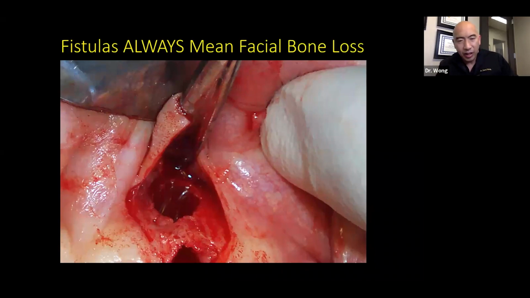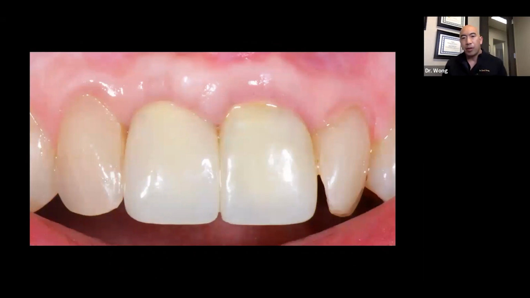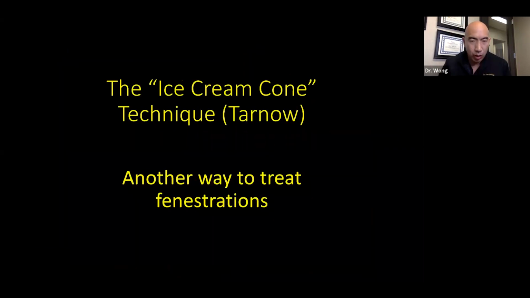But if you're not going to reflect a flap, how do you go from here to there, with your implant and everything? How do you build that soft tissue? You don't need to be a periodontist to do this. You don't need any gum grafting skills or anything like that. I'm going to show you a real quick, easy way to manage this type of situation. It's called the ice cream cone technique by Dennis Tarnow.